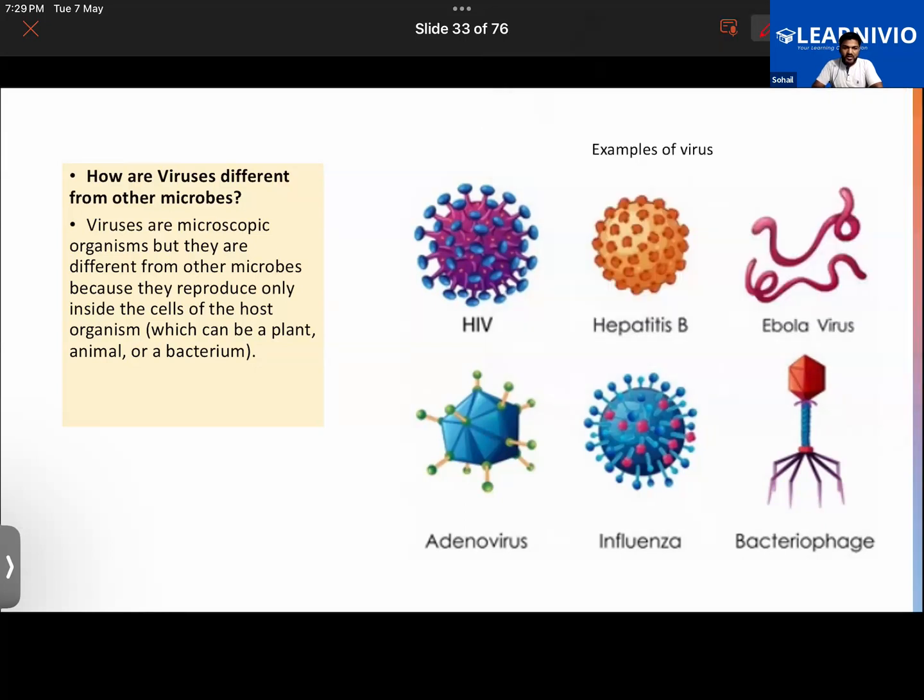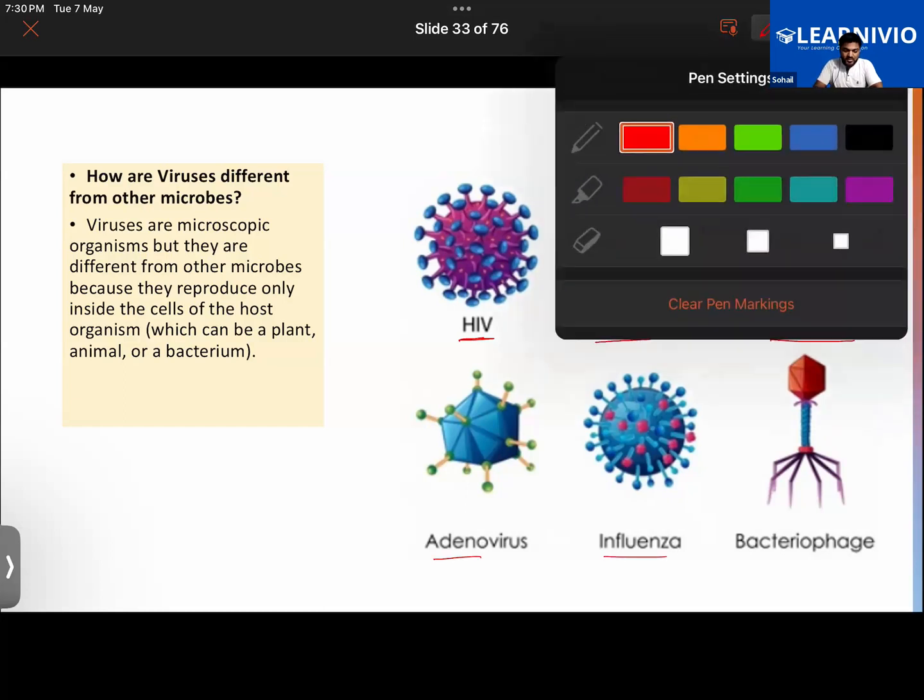In the image, you are provided with some examples of virus, like HIV virus, hepatitis B, Ebola virus. It took so many years to prepare a vaccine for this Ebola virus, right? Adenovirus, influenza, bacteriophage. These are some of the common examples of virus. At least you will be required to remember 3 to 4 of them. Memorize the name of HIV, hepatitis B, Ebola virus, adenovirus, influenza.